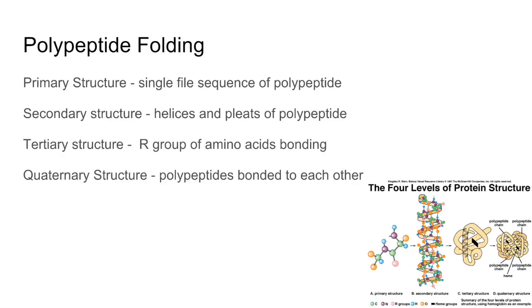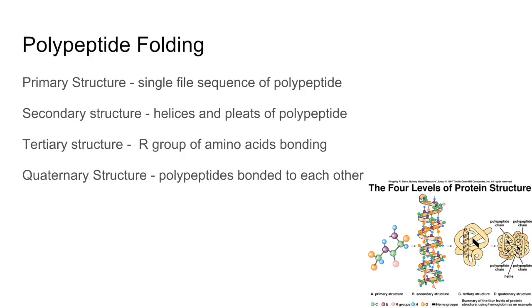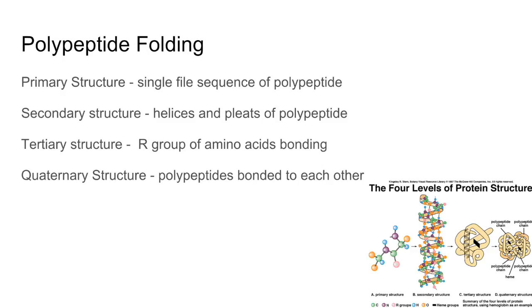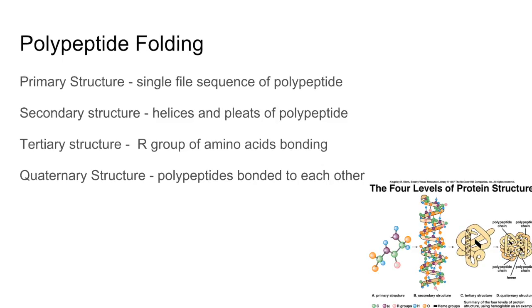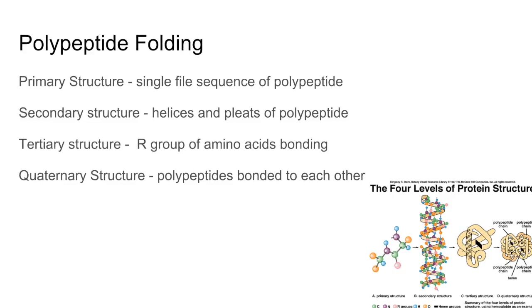Now let's take a look at polypeptide folding. Polypeptide folding is a process in which a polypeptide folds into a specific, stable, functional, three-dimensional structure. This could occur as early as the translation stage, which takes place in the cytoplasm.